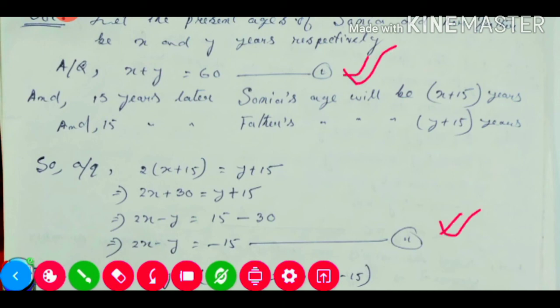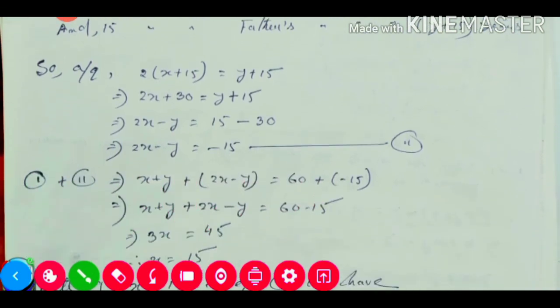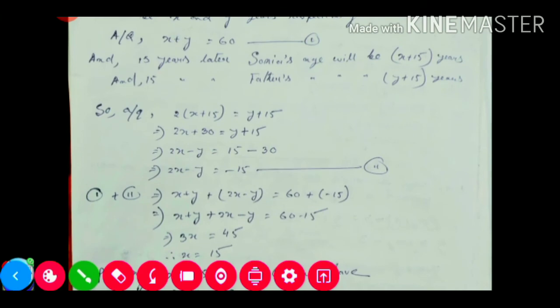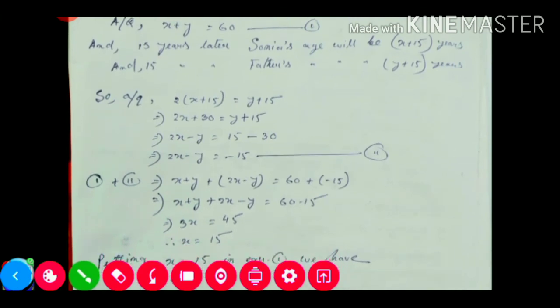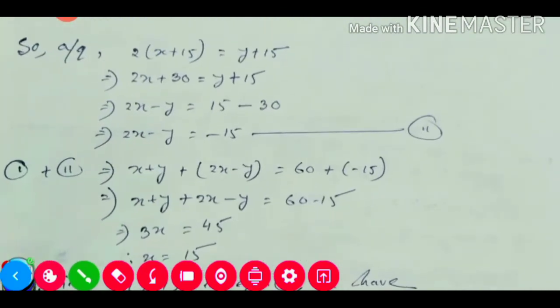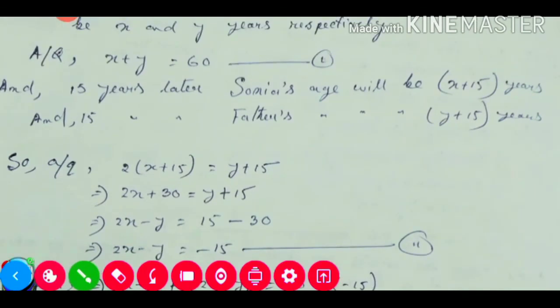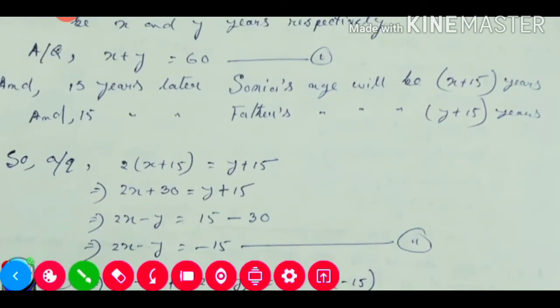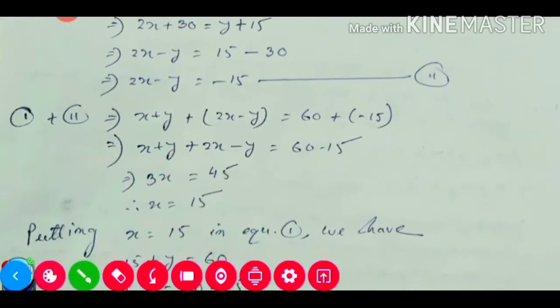Now we look at equation number 1 and equation number 2. The x coefficients are not equal, but the y coefficients are equal with opposite signs, plus and minus. So we need to add them. If we add equation number 1, x plus y, and equation number 2, 2x minus y, the right-hand side of equation 1 is 60, plus, in brackets, minus 15.